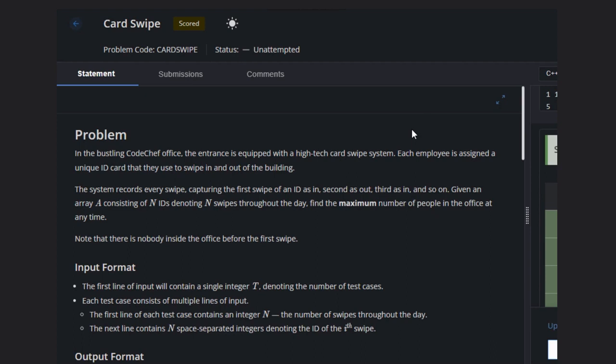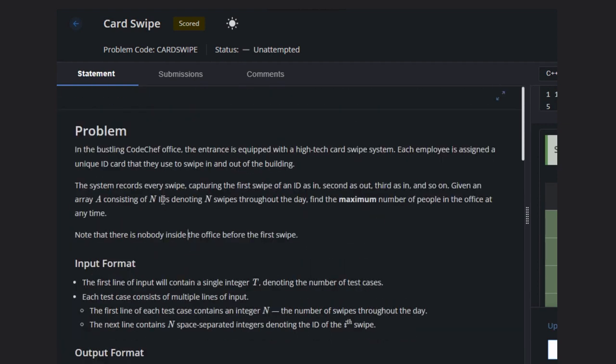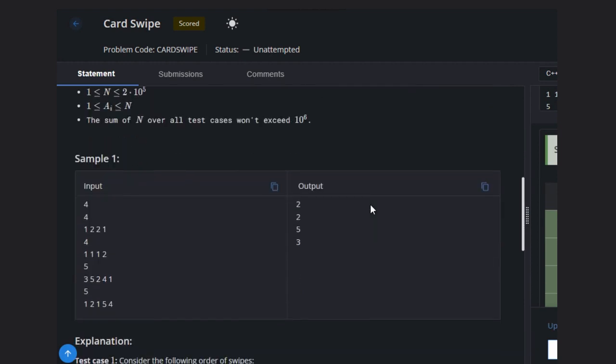Today we are going to see the CARDSWIPE problem. In this problem, we have to determine the maximum number of people in the office at any time. So what will be the case? There is a system where you can swipe ID and get in, swipe again, get out. So this is the case. Let's see some examples to understand.